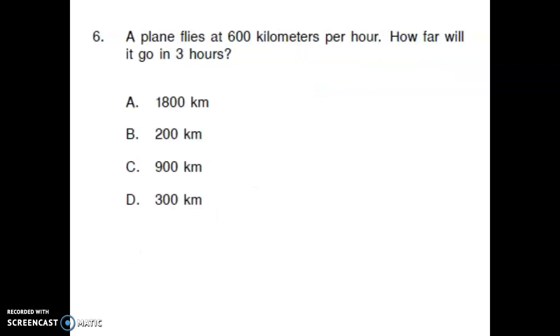Question 6. A plane flies at 600 kilometers per hour. How far will it go in 3 hours? A. 1,800 kilometers. B. 200 kilometers. C. 900 kilometers. Or D. 300 kilometers.